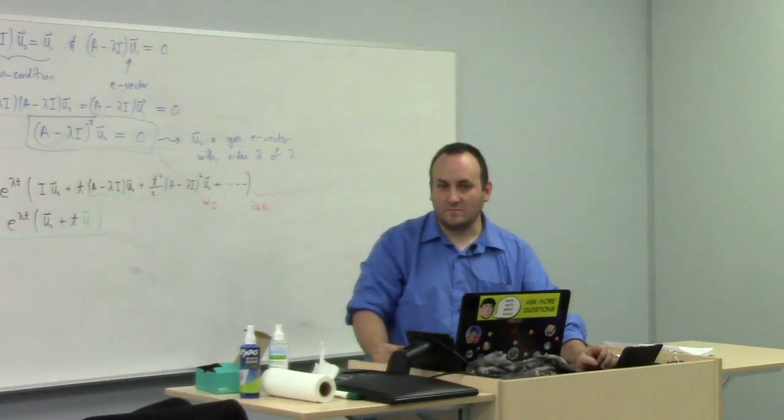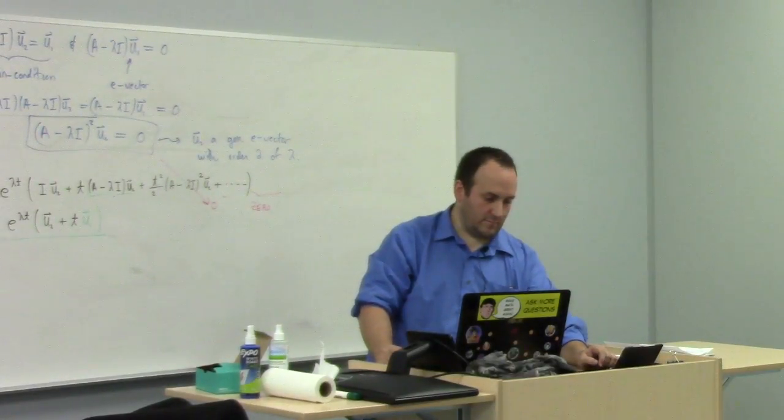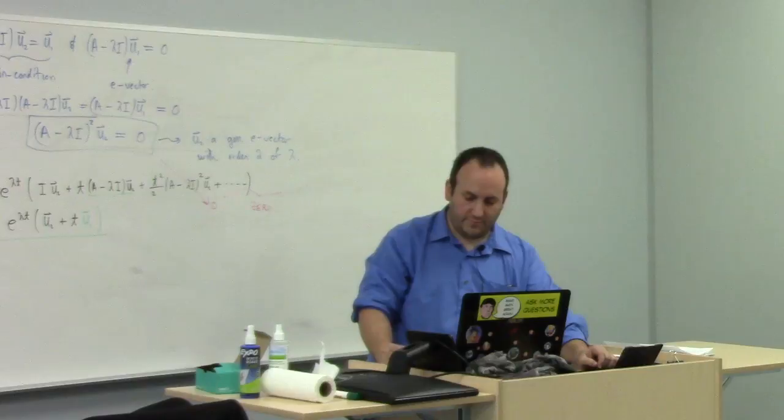Can you just repeat once again the definition of Jordan basis, please? A Jordan basis is a basis of generalized eigenvectors.